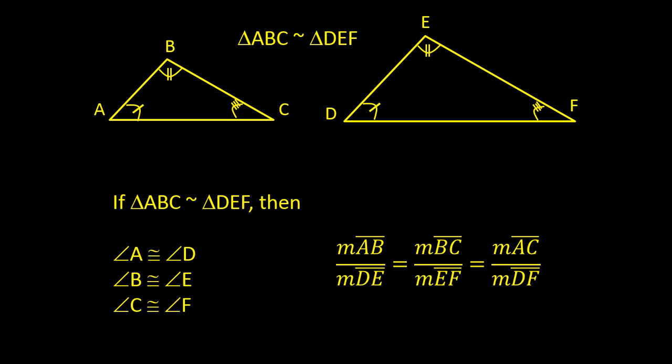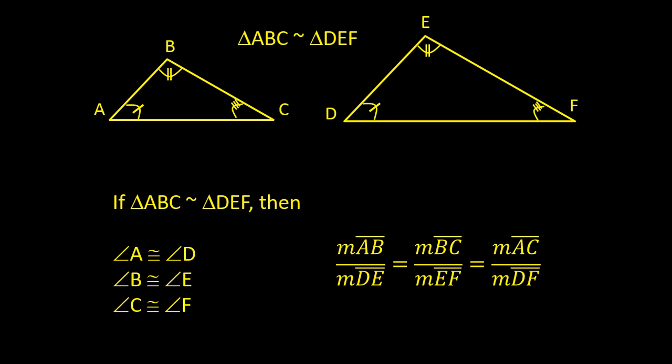Now we also know something about the side lengths of the two triangles. We know that the side lengths are proportional, and that would be the corresponding side lengths. So in this case, side AB and side DE are proportional to each other. Side BC and side EF are also proportional to each other, and sides AC and DF are proportional to each other.